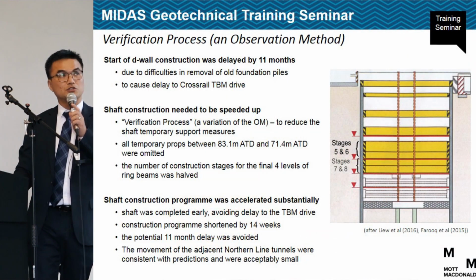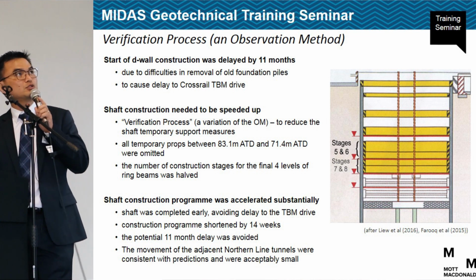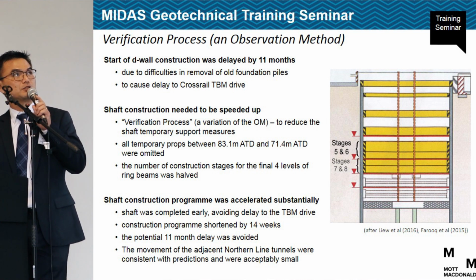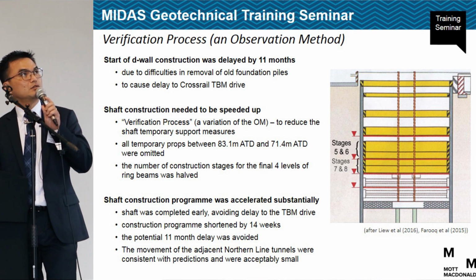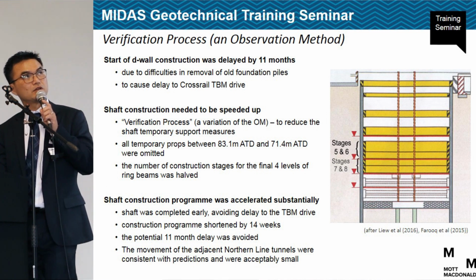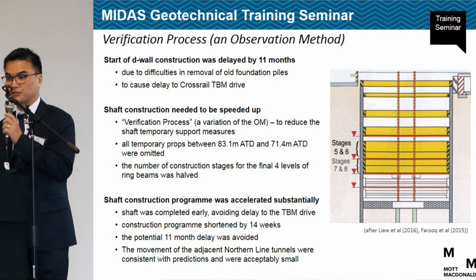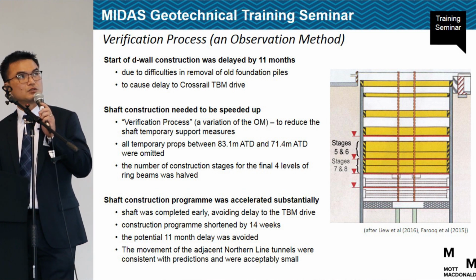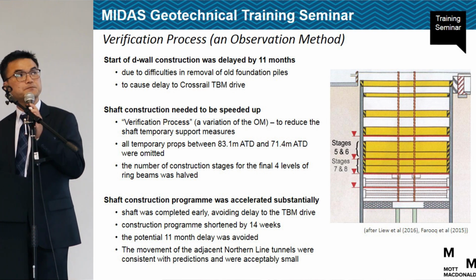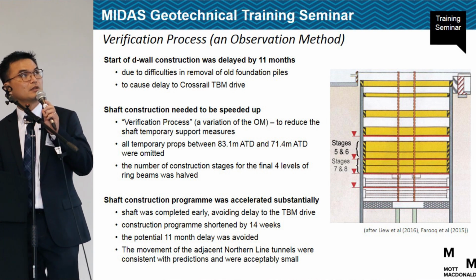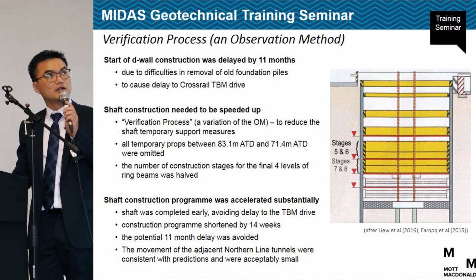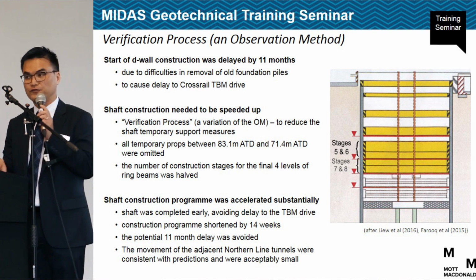So the shaft was constructed top-down through the application of the observational method, what we call the verification process. The reason we introduced this process was because we needed to speed up the shaft construction. This is because the start of the D-wall construction was delayed by 11 months due to the difficulties in removing the existing piles within the footprint of the shaft.